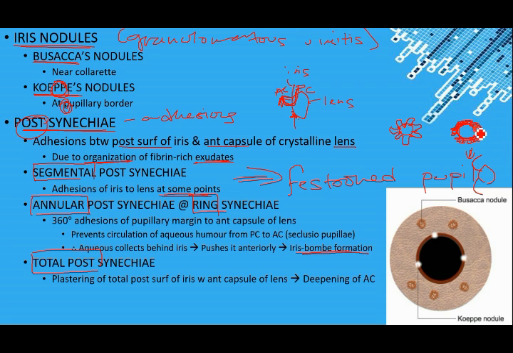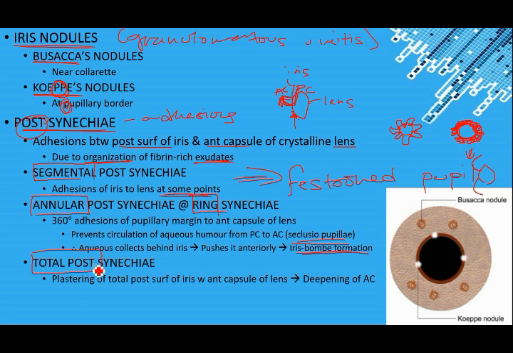A very important term you need to know is seclusio pupillae. That is when there is annular posterior synechiae, which means there is no circulation from the posterior chamber to the anterior chamber. That is called seclusio pupillae. I repeat once more, seclusio pupillae is when aqueous cannot flow from the posterior chamber to the anterior chamber because of a ring synechiae. Clear about it?